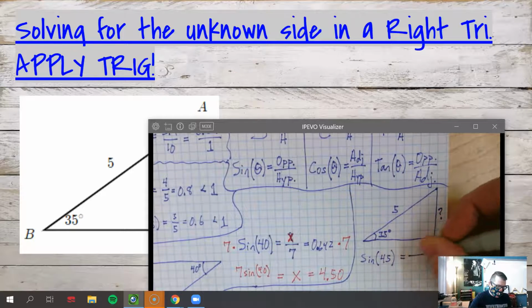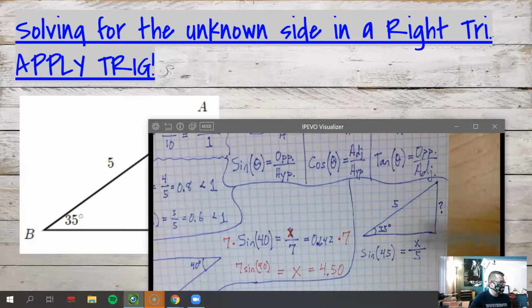Now here's what's cool. When they give you the hypotenuse and you start to get used to it, since the hypotenuse is always in the denominator, it's always the thing that we can multiply by to solve, right? So I again here can just do 5 times the sine of 45 to get our answer. So do that.